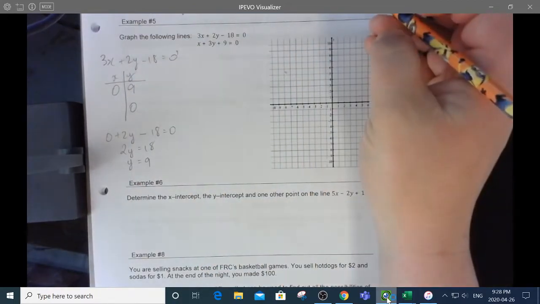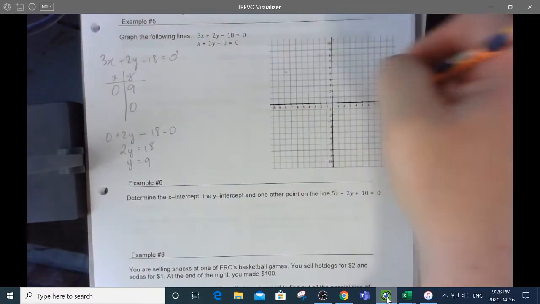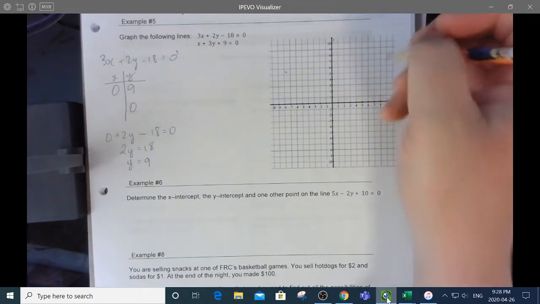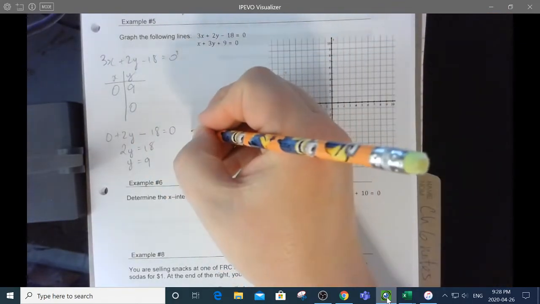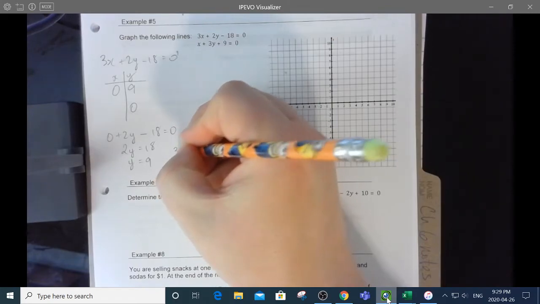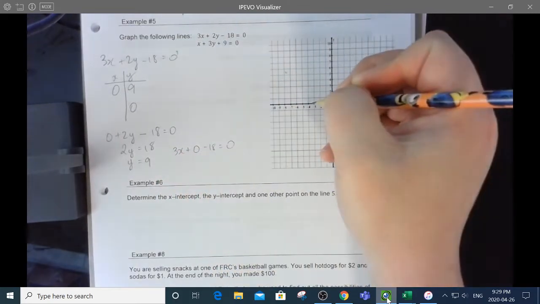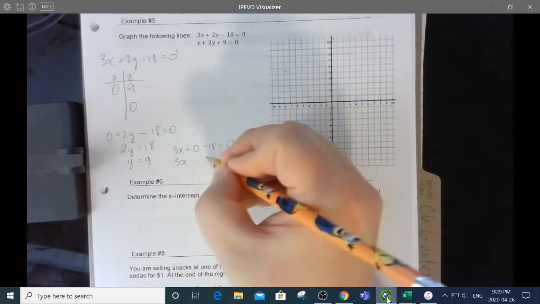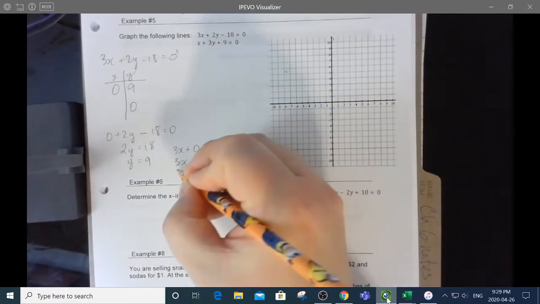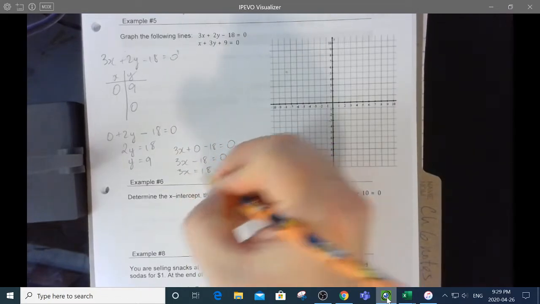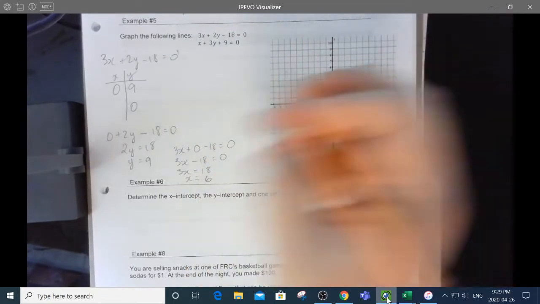What happens when y is 0? Where do I hit the x-axis? Well, I hit the x-axis where y is 0. So if y is 0, then this equation becomes 3x plus 2 times 0 minus 18 equals 0. So that becomes 3x minus 18 is 0. 3x equals 18. X equals 6.